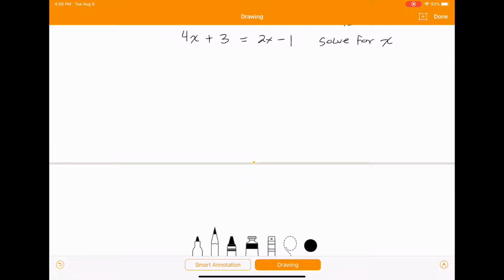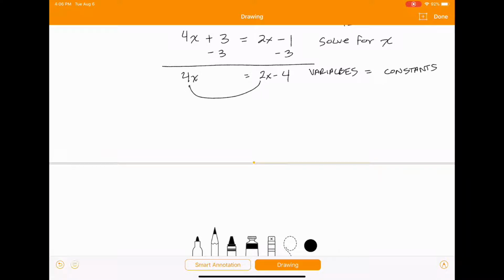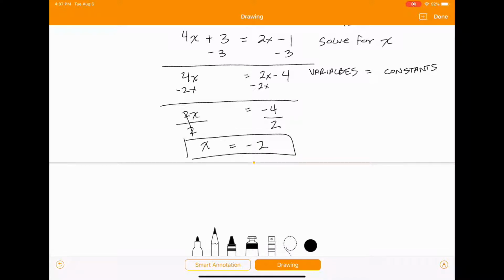What you want to do is get all of your variables on one side and all of your constants on the other side. So we're going to go ahead and start by subtracting 3 from both sides. So you'll be left with 4x equals 2x minus 4. Now we're going to move this variable over here. And you just do that the same way that you do with your constants. So we're going to subtract 2x from that side, subtract 2x from that side. So we're going to be left with 2x equals negative 4. And then again, you just do your division. x is going to equal negative 2. And that's your solution to that.